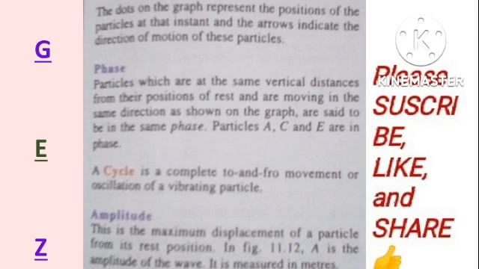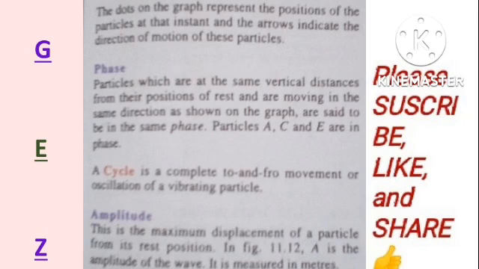So basically, particles which are at the same vertical distance from their position of rest and are moving in the same direction, as shown on the graph, are said to be in the same phase. So that is what we know about phase. Then we also have a cycle. A cycle is a complete to and fro movement of oscillation of a vibrating particle.